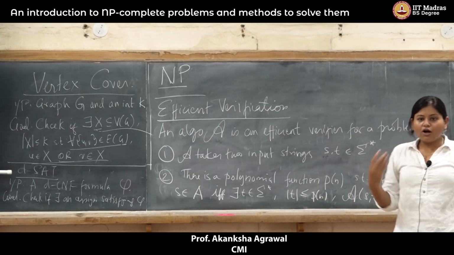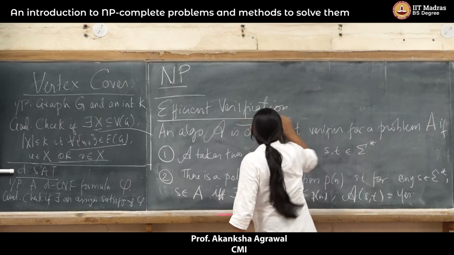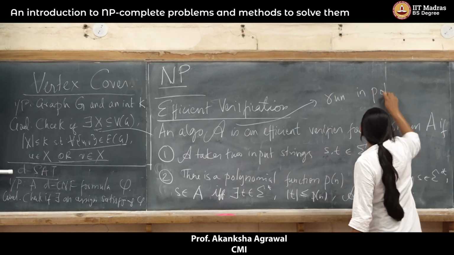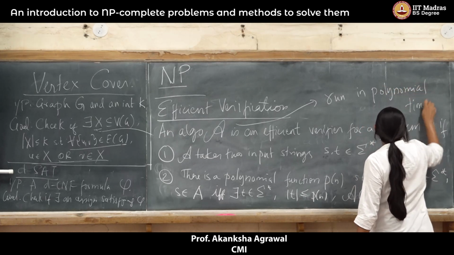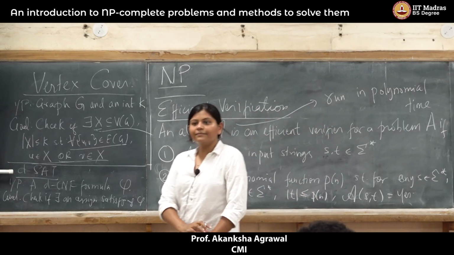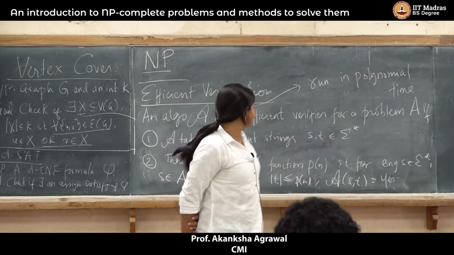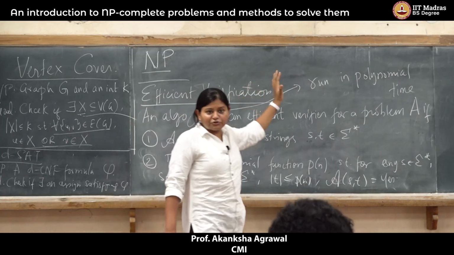So all the decision problems here, A must run in polynomial time. This is also an important condition. A is a polynomial time algorithm. I have not defined NP yet. I was defining efficient verification. I'll come to the class NP.